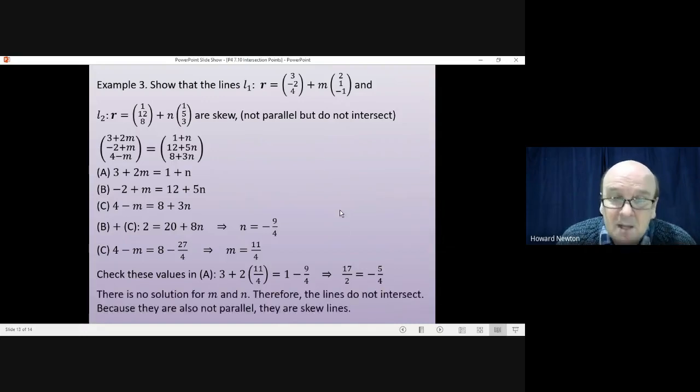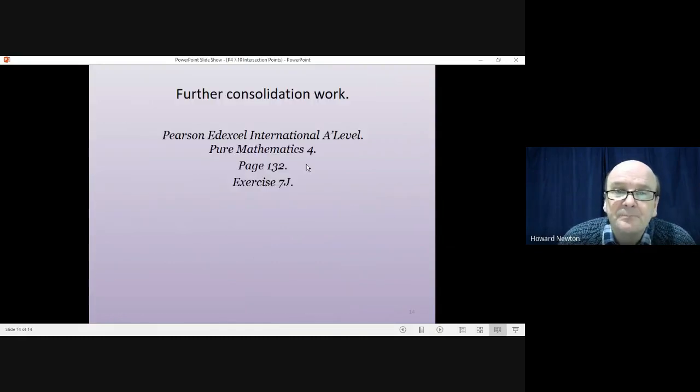So that means that there are no solutions for m and n that will make all three of these equations work. Therefore, the lines do not intersect. Because they're also not parallel, which we've already shown, that means they must be skew lines.